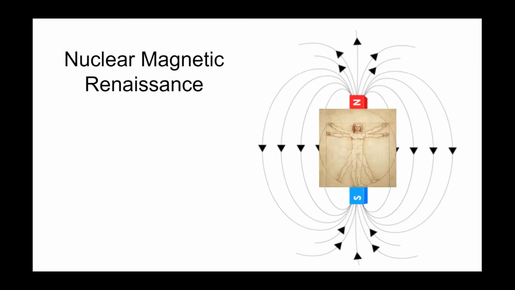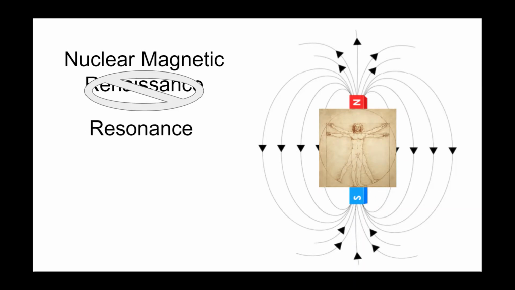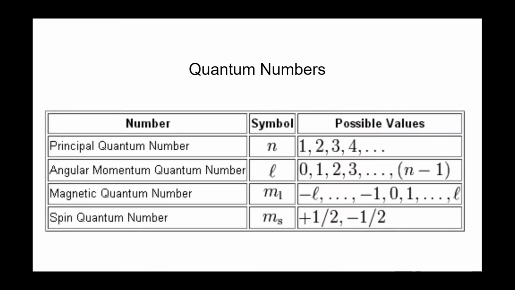The topic of this video is nuclear magnetic resonance. What is it? How do we know? Why do we care? Particles can be defined by four quantum numbers. The phenomenon of nuclear magnetic resonance, or NMR, takes advantage of the spin quantum number s. So to understand NMR, we need to discuss spin.